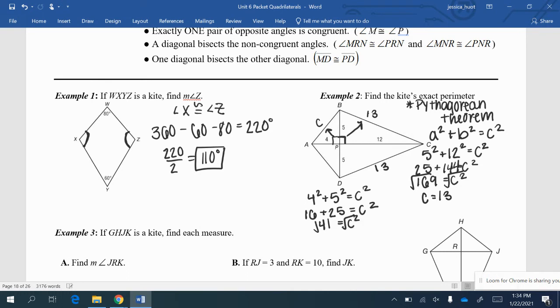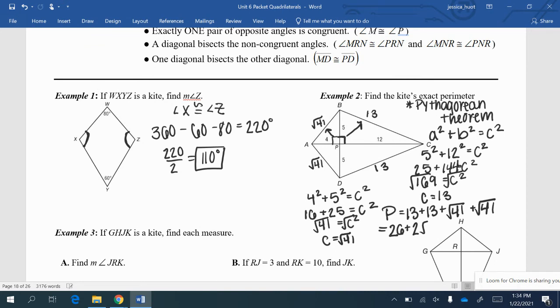And then take the square root of both sides. C is the square root of 41. So then here, this side is the square root of 41, square root of 41. To find the perimeter, I'm going to add them all together. So 13 plus 13 plus the square root of 41 plus the square root of 41. It ends up being 13 plus 13 is 26, and if I have 2 square roots of 41, it's 2 square roots of 41. That's going to be the exact perimeter there.